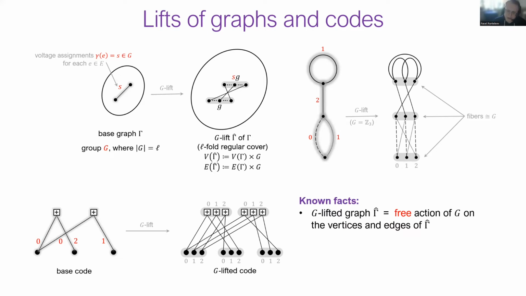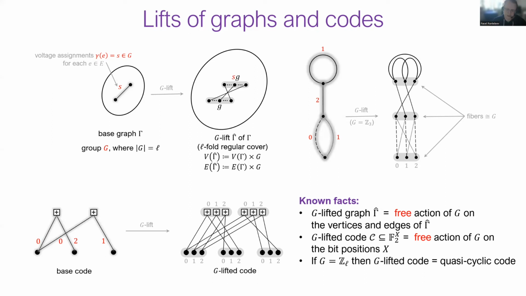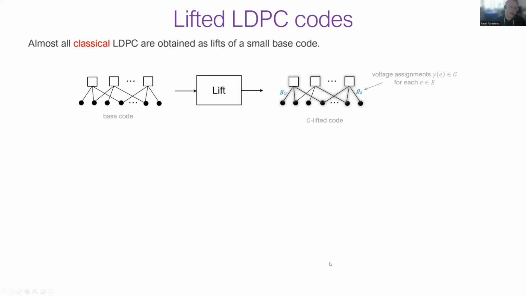What is known about this G-lift idea is that a lifted graph is the same as a graph with a free action of G on vertices and edges, and a G-lifted code is the same as a code with a free action of a group G on the bit positions. A very famous example of a G-lifted code is the so-called quasi-cyclic code, where G is just a cyclic group. In fact, almost all classical LDPC codes that are used in practice are quasi-cyclic LDPC codes that are obtained as lifts of one small base code.